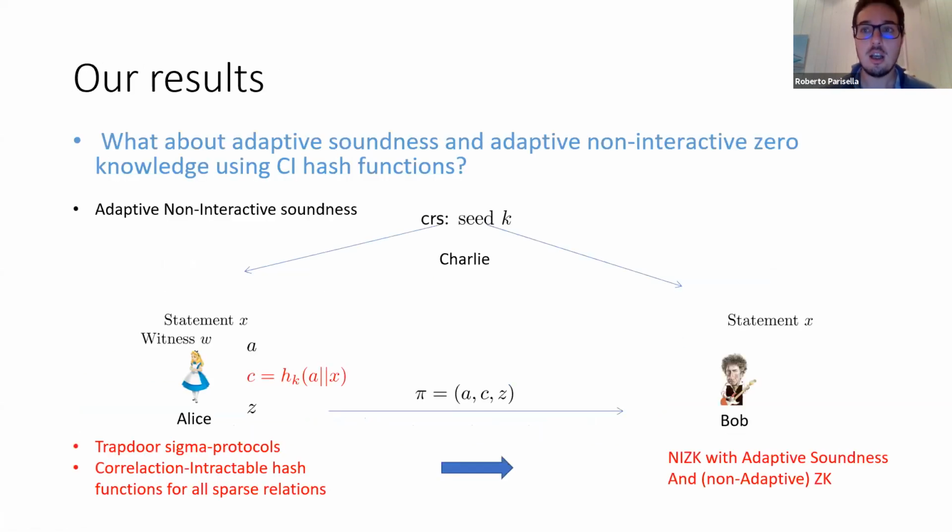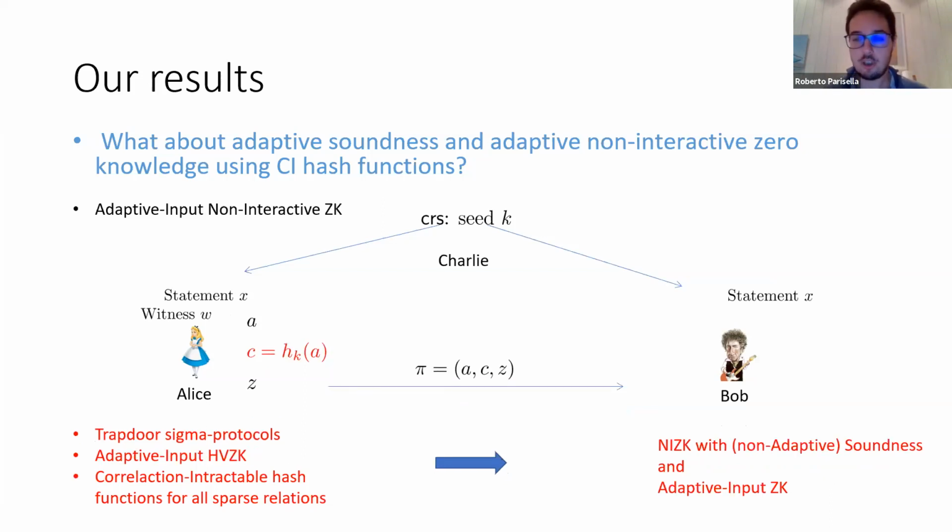The first result is that we noticed that applying a slightly different Fiat-Shamir transform, computing the second message by hashing the statement X concatenated to the first message, as we can see in the slide, we define a NIZK that has adaptive non-interactive soundness. On the other hand, applying the standard Fiat-Shamir transform and letting the starting Sigma protocol have another property called adaptive input honest verifier zero knowledge, we define a NIZK that has non-adaptive soundness, but adaptive input non-interactive zero knowledge.